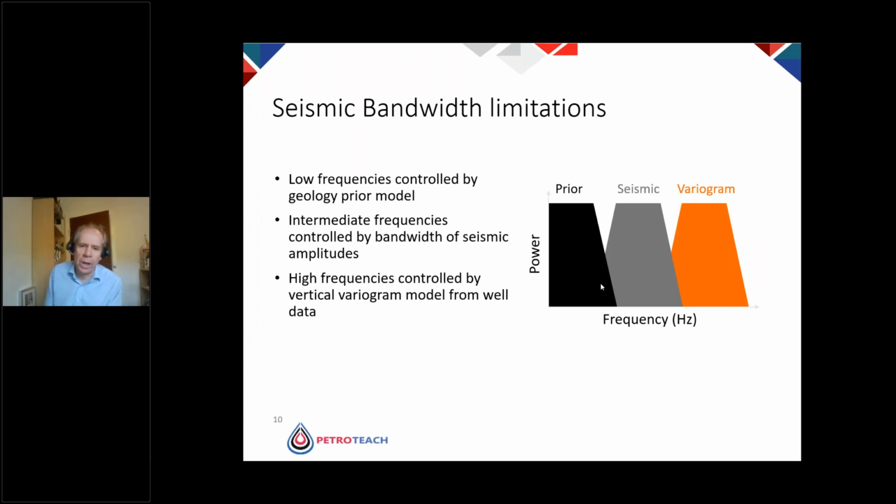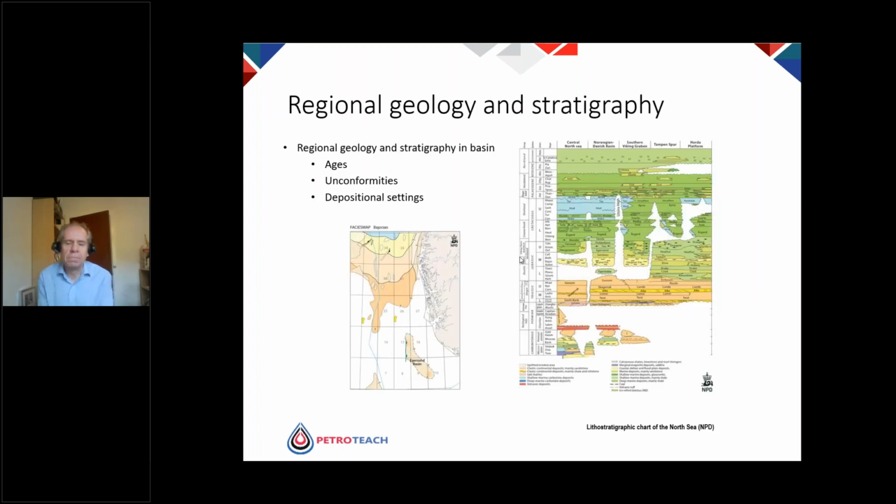If we only have one well, how good is that going to be? We don't really know. So we're going to be dependent on the bandwidth of the seismic, how good our geological control is, and also how many wells we have, how thick the reservoirs are, so we can get enough data points for our variogram. So this is all going to fit into how good our output's going to be. Okay, so regional geology and stratigraphy is part of this.